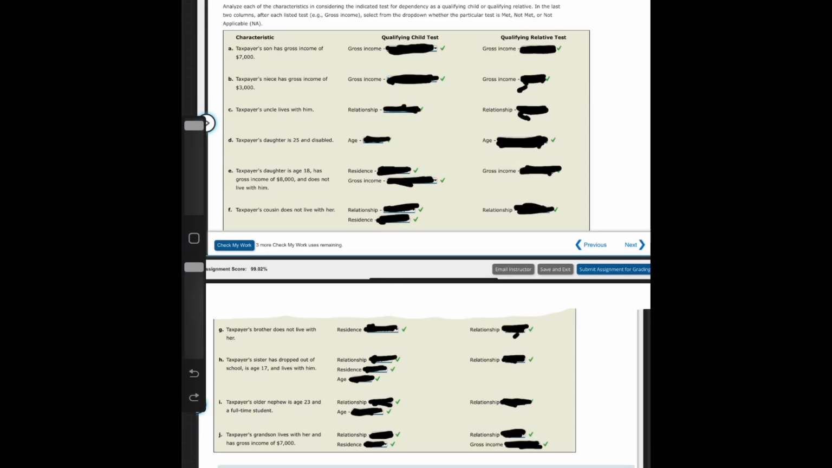All right, so here's number 13 on chapter 3 homework. Okay, so first of all, taxpayer's son has... I'm not going to read all these, but I'll let you read them. So gross income doesn't matter for qualifying child, so not applicable. Same for this one. Gross income doesn't matter for qualifying child. Gross income is not met on qualifying relative. Met. C is not met. And met. D is met. Not applicable.